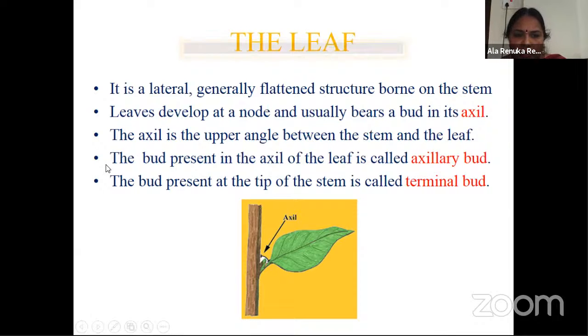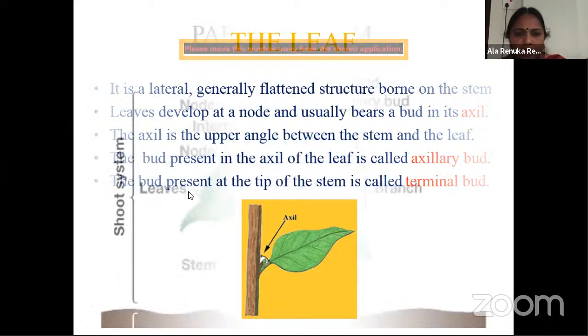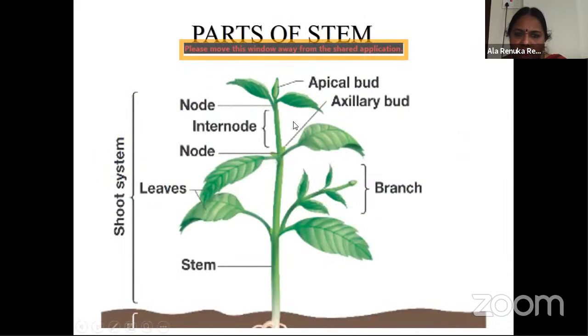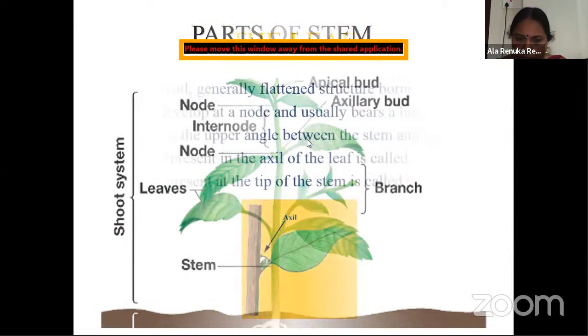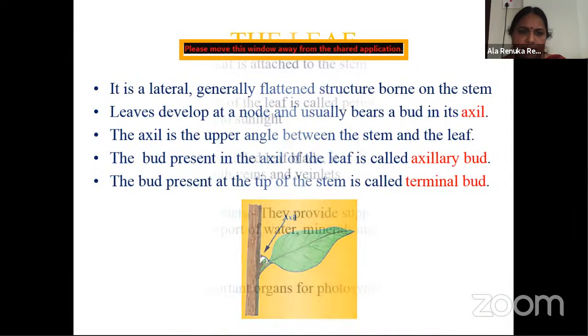Okay, and buds may be present, as you have seen in the previous picture, at the tip. If buds are present on the tip, they are called apical buds. Buds developing in the axils of the leaves are called axillary buds. These are called apical buds or terminal buds. And buds developing in the axils are called axillary buds.